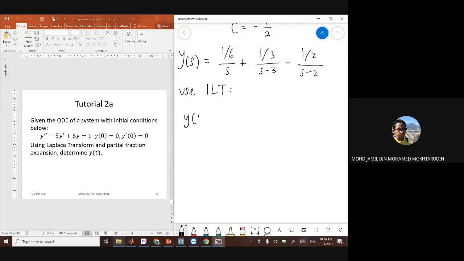So you get y(t) equals 1 over 6 plus 1 over 3 e to the power of 3t minus half e to the power of 2t. Okay, so this is how you do it. Any question before we go to the next tutorial?